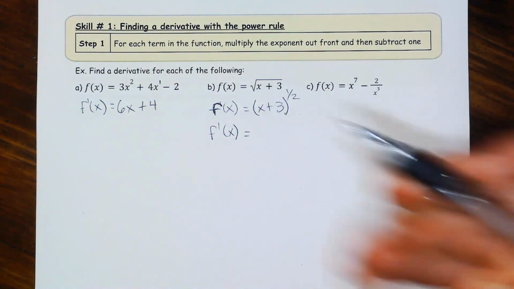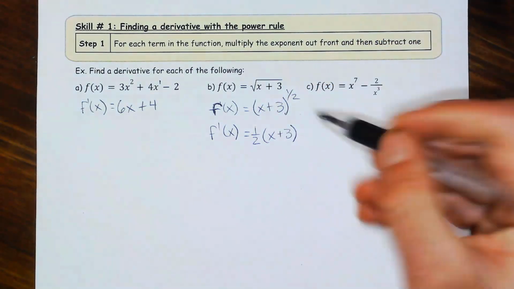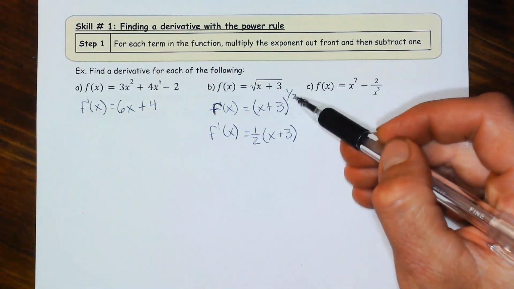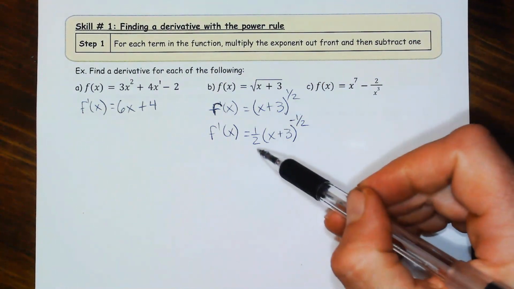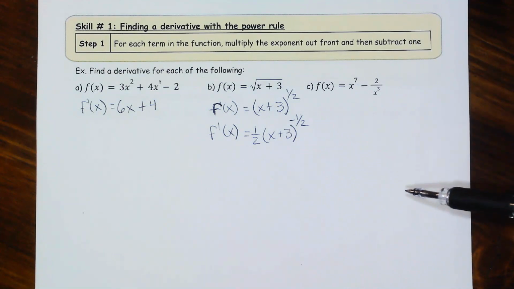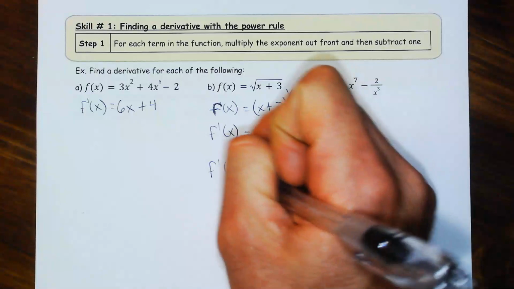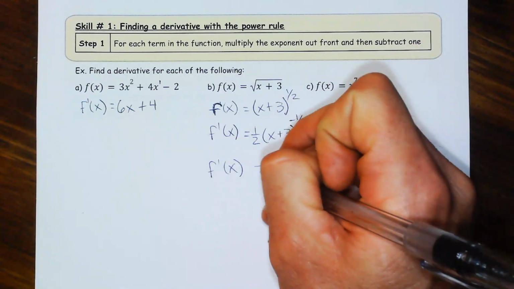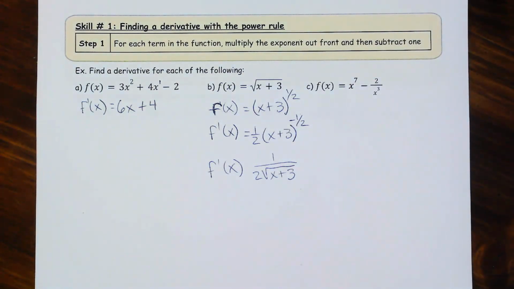I would take my exponent, 1/2, multiply that out in front, x plus 3. And then that would be to the 1/2 minus 1 is -1/2. So if we have a value like this, we would just multiply out in front and subtract 1, and that would be the answer. I could rewrite this as 1 divided by 2 times the square root of x plus 3. Would be another way of writing that same derivative, but either one of those, that's how you find that one.